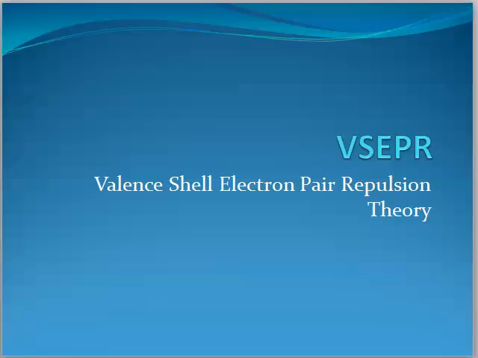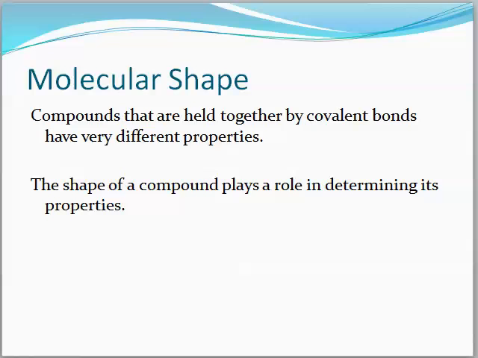In this video, we're going to take a look at the valence shell electron pair repulsion theory. We already know from our bonding lab that we did earlier in this unit that molecular compounds have very different properties. We saw that some molecular compounds have odors and others don't. We know that some of them can dissolve in water while others won't.